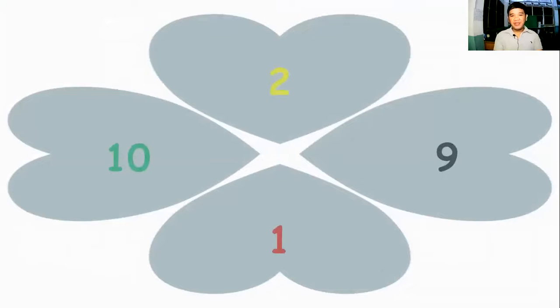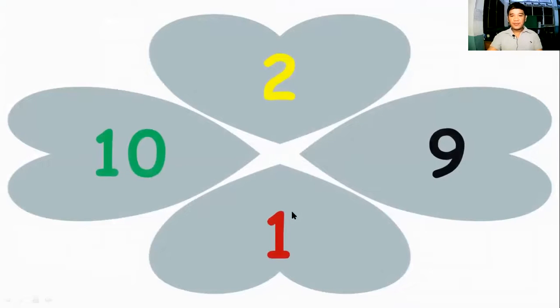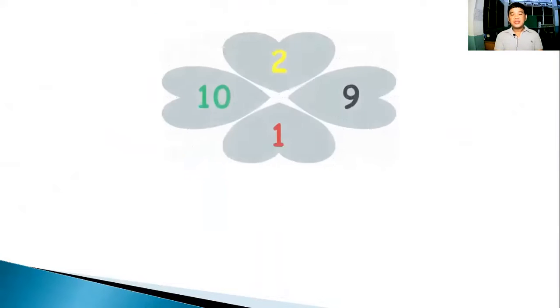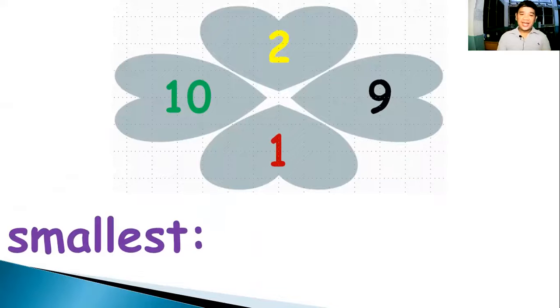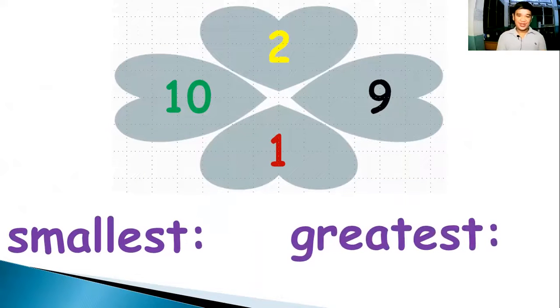We have 10, 1, 9, and 2. Again, 10, 1, 9, and 2. So let us identify the smallest and the greatest. All right. Who is the smallest number? Or what is the smallest number?